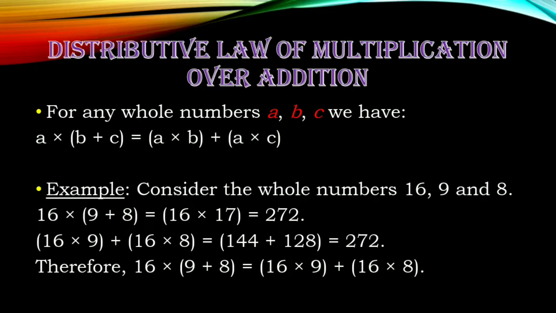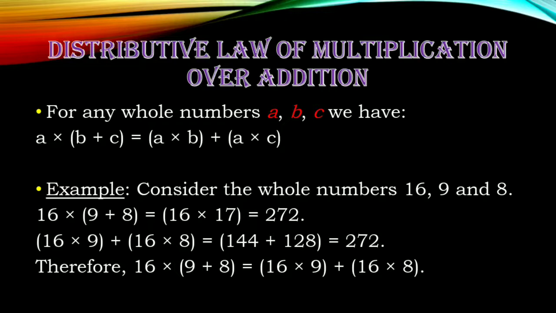Next is the distributive law of multiplication over addition. For any whole numbers a, b, c, we have a multiplied by b added to c, which is equal to a multiplied by b added to a multiplied by c. Let us take an example. Consider the whole numbers 16, 9 and 8. So if we add 9 and 8, we get the sum 17. And when 17 is multiplied by 16, the product is 272.